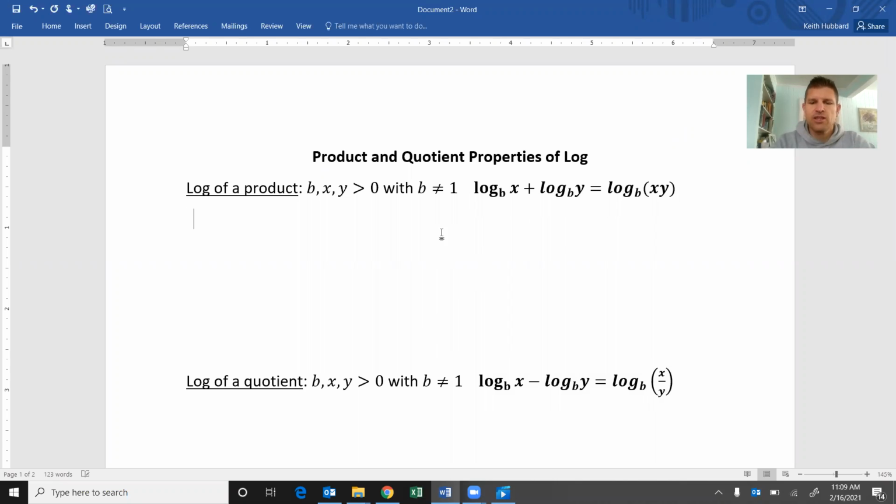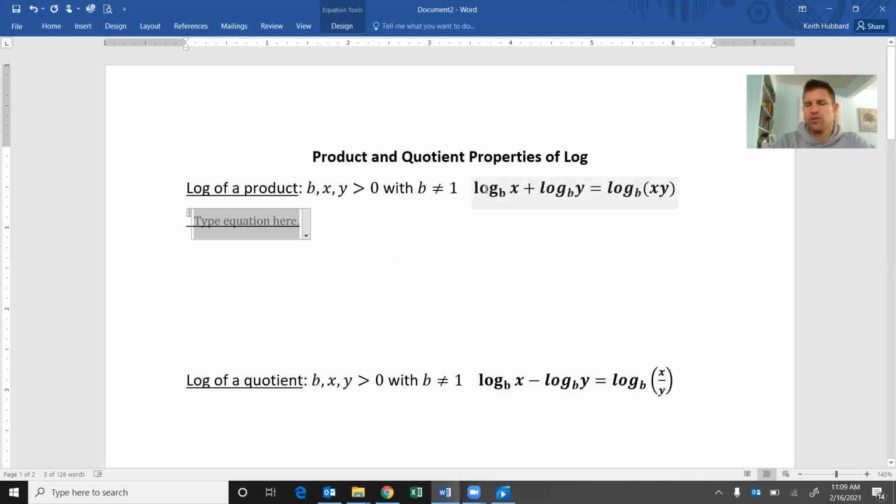So first off, how would you try to establish whether something was true that said log base b of x plus log base b of y equals log base b of x times y? I think probably the wise thing to do to start with would be to do an example just to make sure you understand what's going on. What about log base 2 of 4?